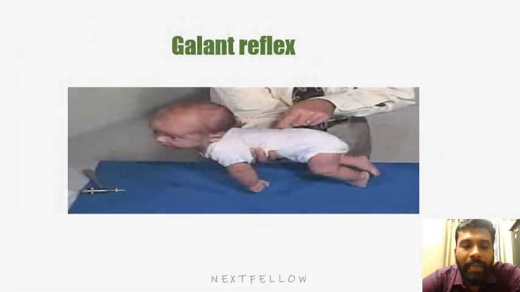And finally, Gallant reflex, which is elicited by holding the child in ventral suspension or placed in prone position, and it is performed by running a finger down the paravertebral area of the child's back on one side. The response is swinging of the pelvis to the stimulated side. That is Gallant's reflex, and it is seen in term babies and it persists till 2 months of age postnatally.